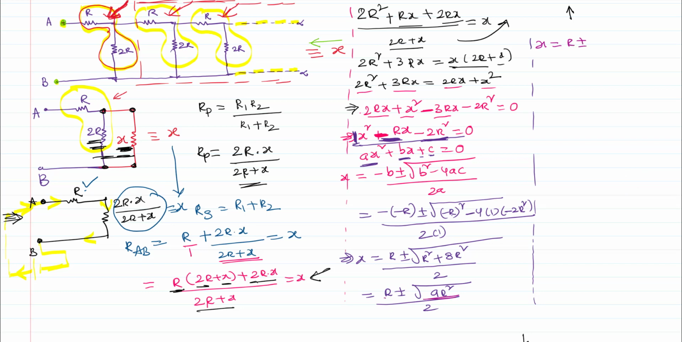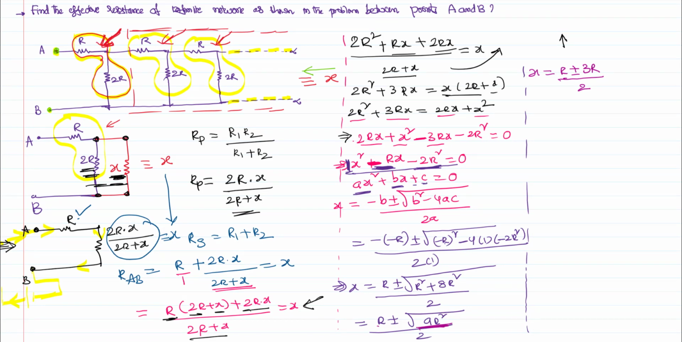Square root of 9 is 3. Square root of r square is r. So there are two possibilities here because we have a plus as well as a minus. So the possibility of x is either r plus 3r by 2, or r minus 3r by 2, because there is a plus or minus here. Observe carefully, so it could possibly be a value of plus or a value of minus.